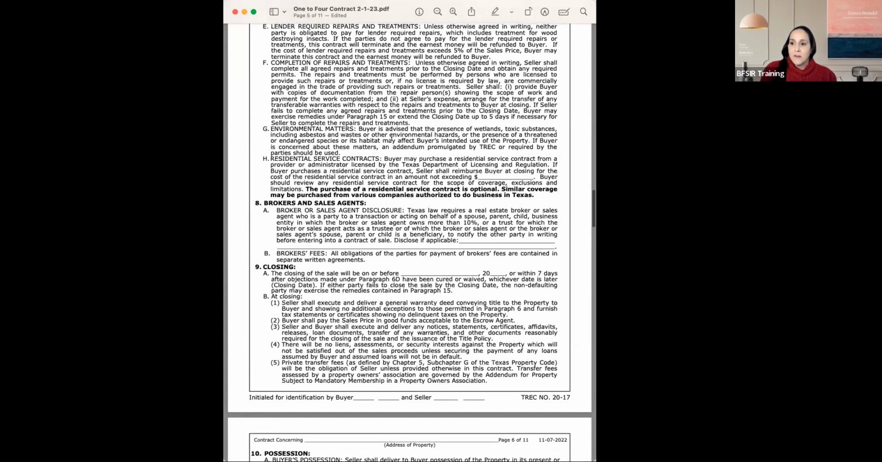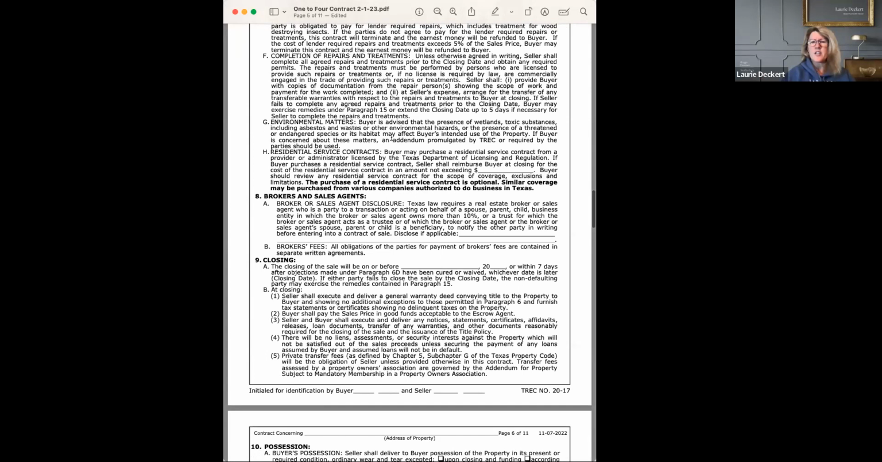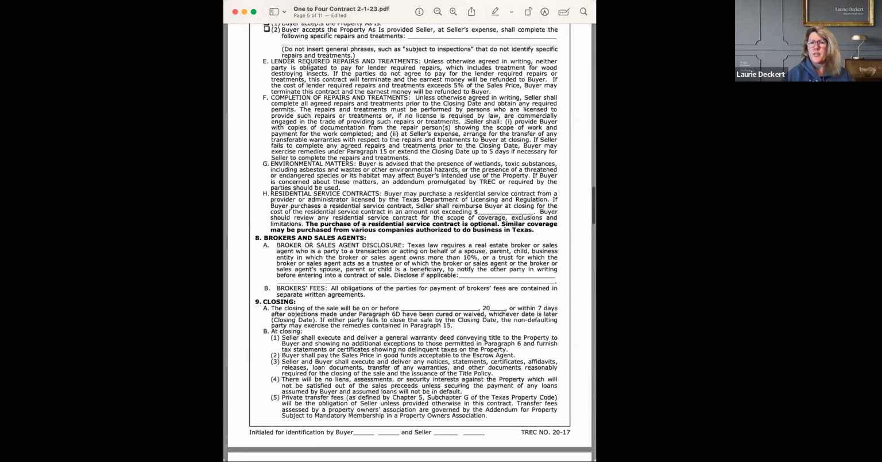So, environmental. Is that saying, if there's a foundation warranty that you have to pay for, the sellers are supposed to pay for the transfer then? It says seller shall arrange. Well, this is for any repairs and treatments, right? So it's not foundation. Yes, exactly. If it's an existing warranty, I don't think that's true. It's a good question, but reading this language, it says transferable warranties with respect to the repairs and treatments. Does that make sense?